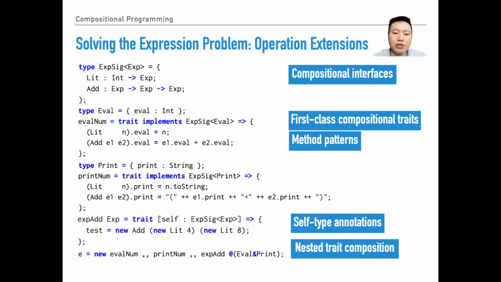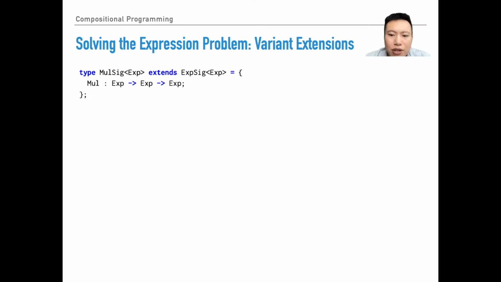After nested composition, we get a trait that implements both evaluation, printing, and a test object. Now, tests can be either printed or evaluated. The result is 4 plus 8 is 12. Variants can also be modularly added in CP. Adding multiplication is done by extending ASPIC with an actual virtual constructor mul.